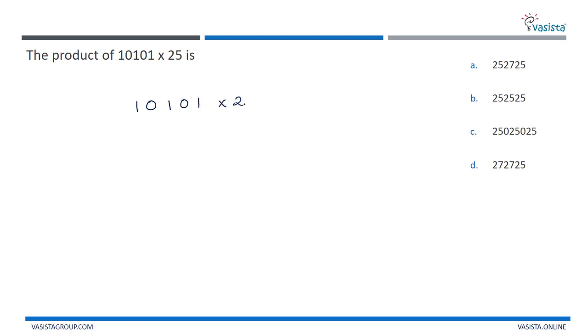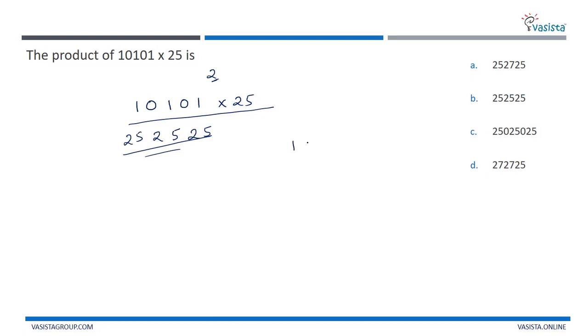10101 into 25. You can multiply by using individual digits also, otherwise don't go with the two digits only. 25 ones are 25, 5 to carry. 25 zeros are 0 plus 2, 2. 25 ones are 25, 5 to carry. So again 25 zeros are 0 plus 2, 2. 25 ones are 25. So this is the answer, 252525.